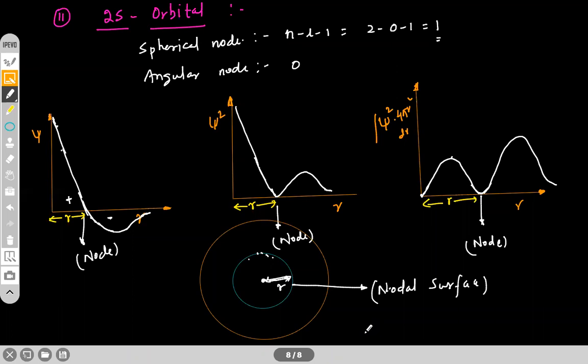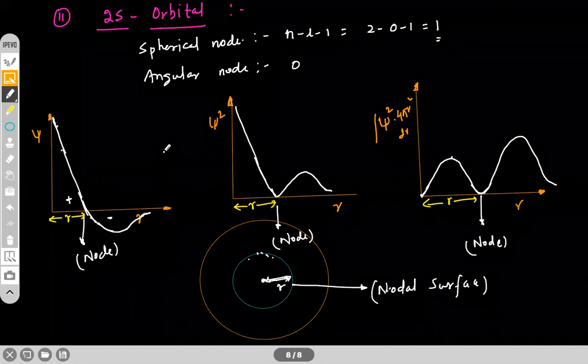A spherical surface we can represent, but angular nodes are non-spherical. They have some weird shape, so we cannot draw that on this 2D graph. That's why we do not show angular nodes in the graph. So this is one thing: they'll ask you the number of nodes kind of questions. Another kind of question, they can give you a graph like this and ask which orbital this graph represents. That is also possible. A third type of question is also possible, I will show you that.